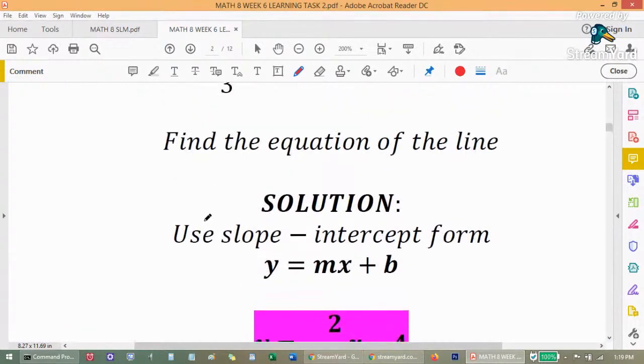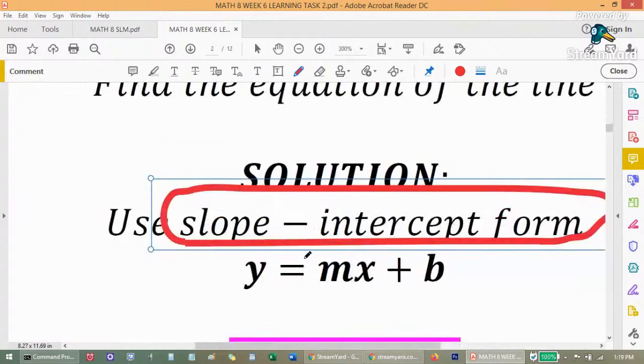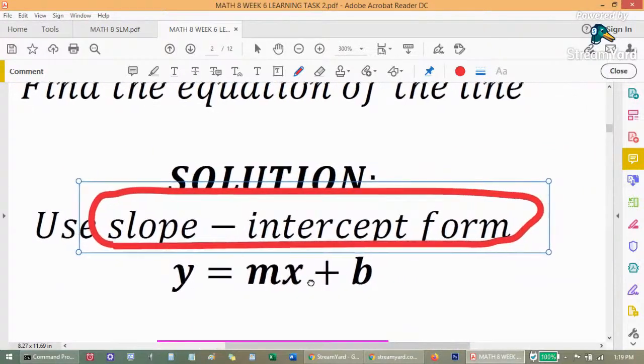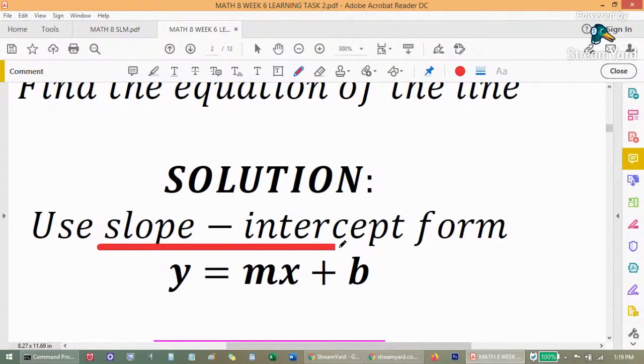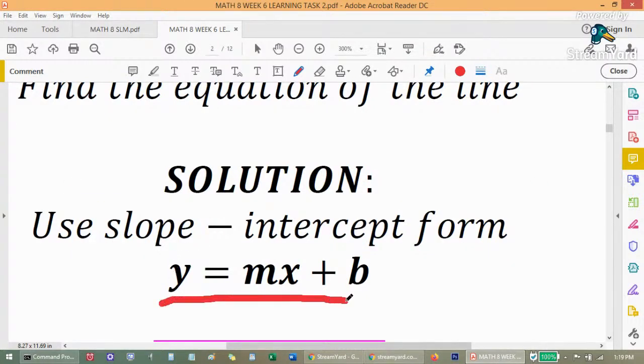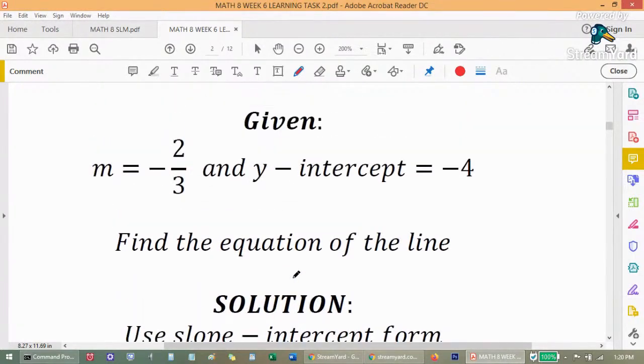So, solution, we're going to use the slope intercept form. Ano nga ba ulit yung slope intercept form? Y is equal to mx plus b. So, ito yata yung pinakamadali.